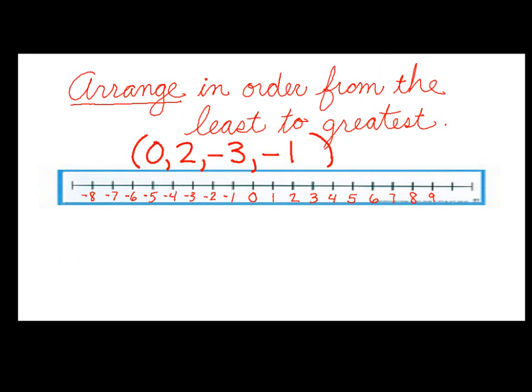Let's take a look at another sample. Arrange in order from least to greatest. This time we have multiple numbers we're going to put in order. We have 0, 2, negative 3, and negative 1. Okay, so we'll find these numbers on the number line.